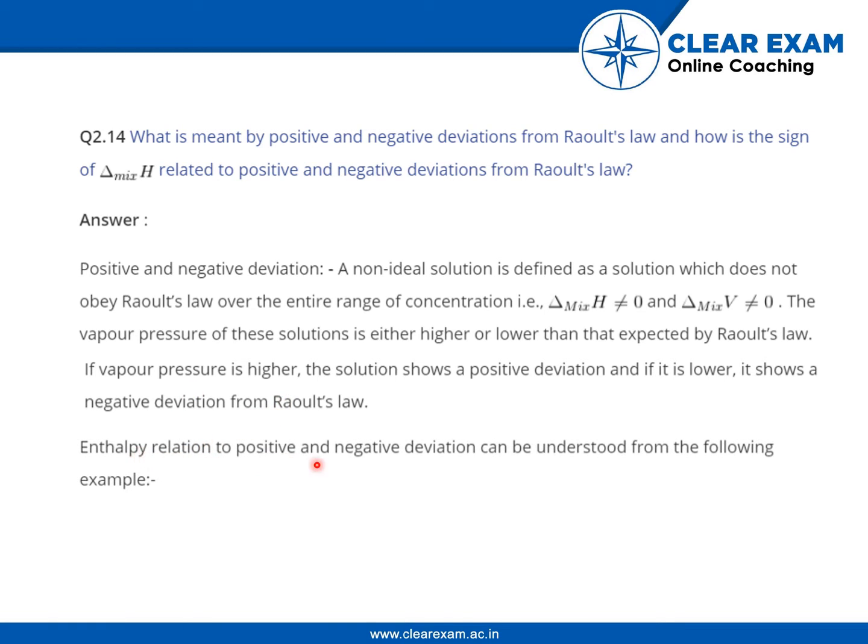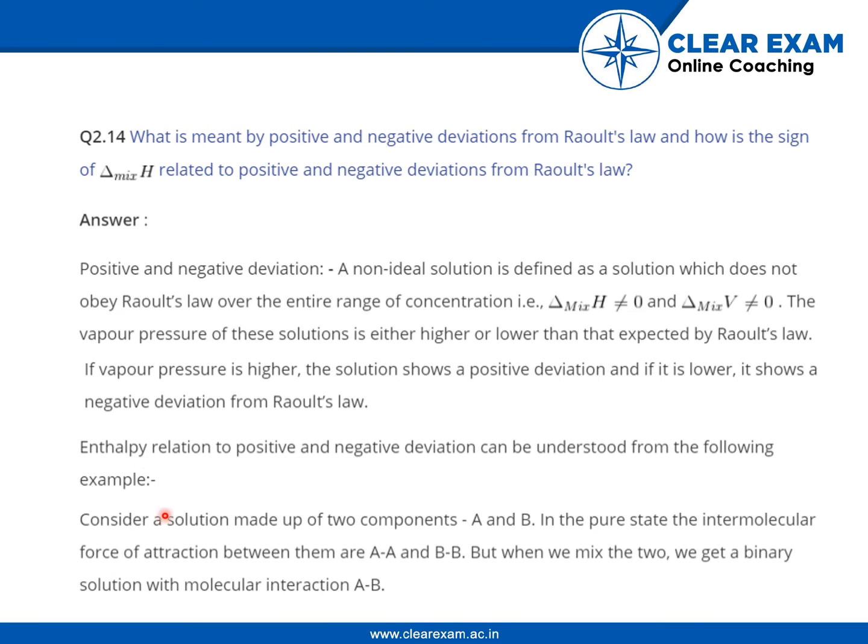Enthalpy relation to positive and negative deviation can be understood from the following example. Consider a solution made up of two components, A and B. In the pure state, the intermolecular forces of attraction are AA and BB. So A is in a separate container, B is in a separate container, so the intermolecular forces will be AA and BB. But when we mix the two, we get a binary solution with molecular interaction as AB.